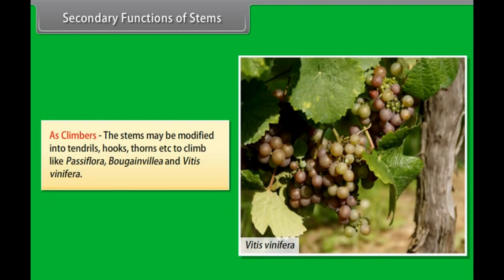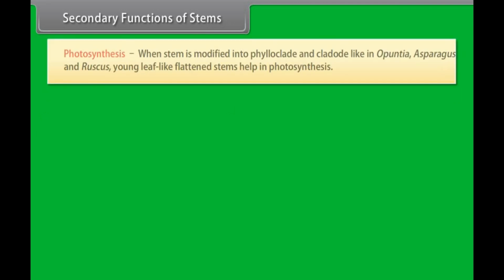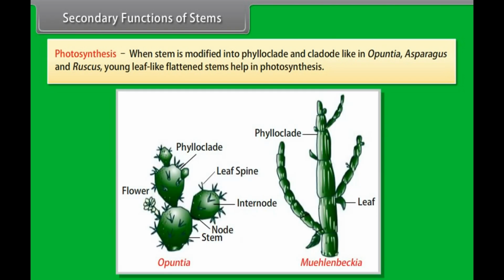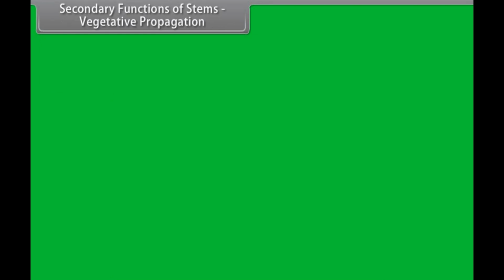As climbers, the stems may be modified into tendrils, hooks, thorns, etc. to climb like Passiflora, Bougainvillea, and Vitis vinifera. Photosynthesis. When stem is modified into phylloclade and cladode like in Opuntia, Asparagus, and Ruscus, young leaf-like flattened stems help in photosynthesis.